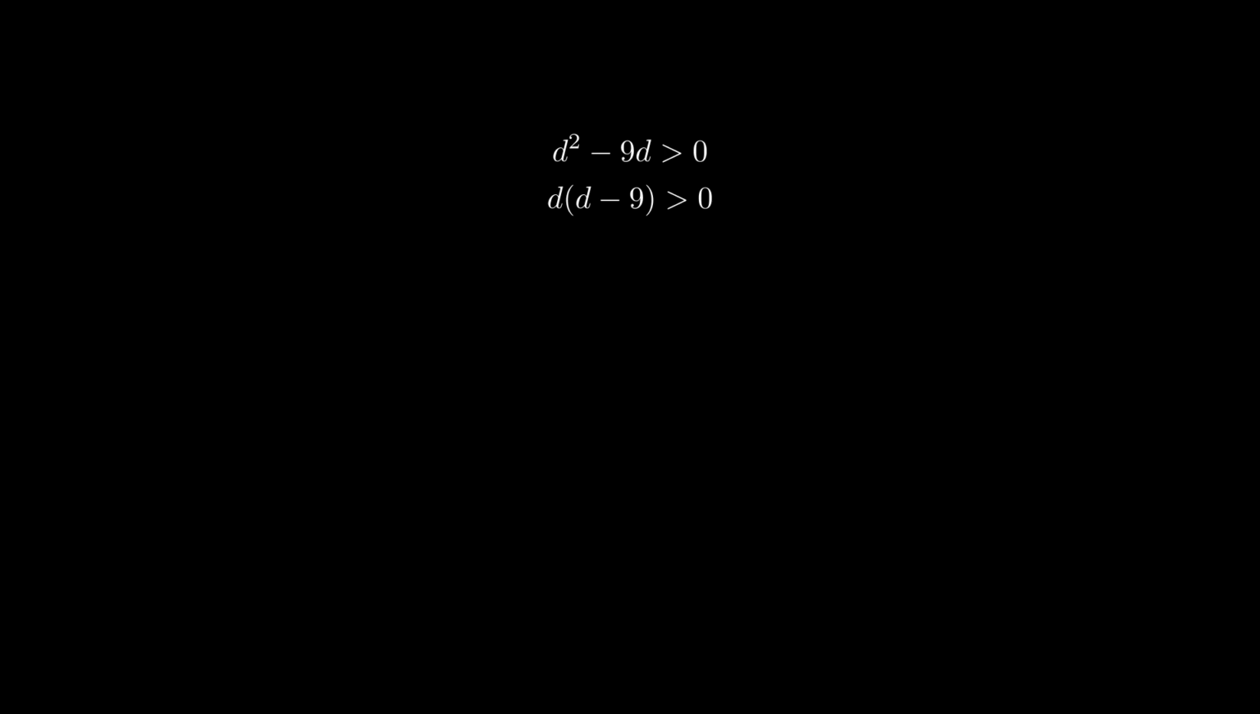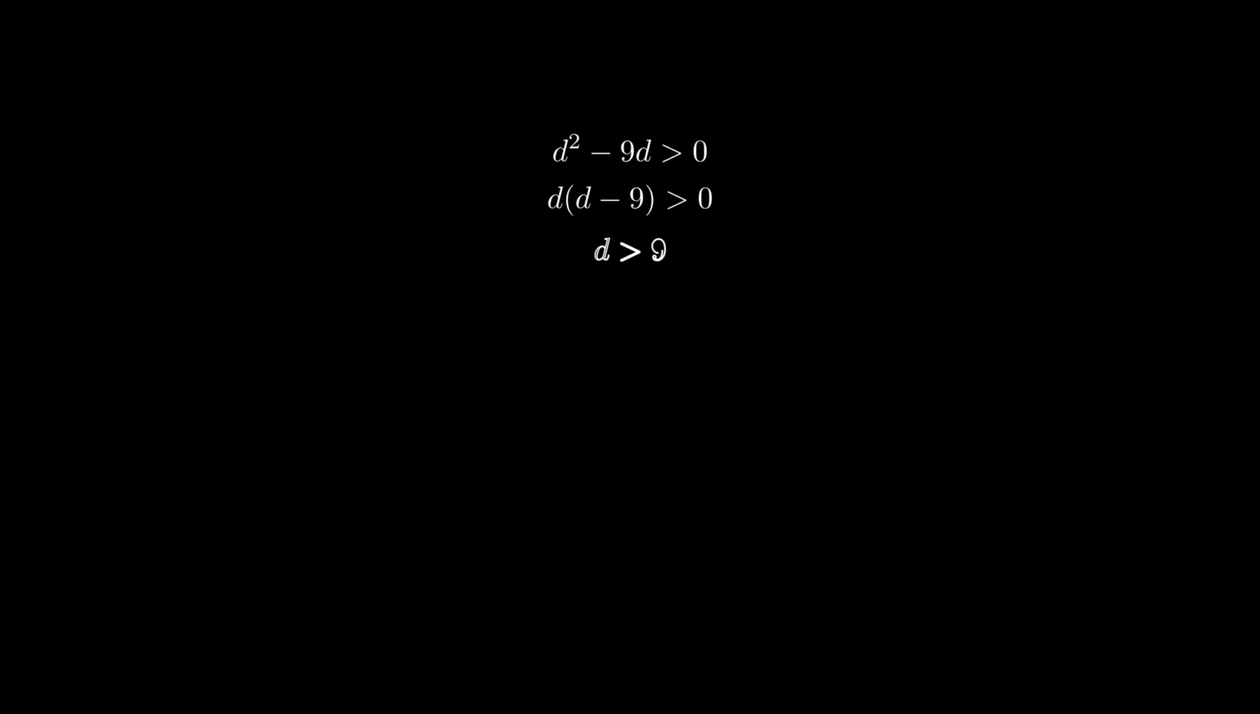Now, in order for that to be true, let's think about this. If d is less than 0, so if d is a negative number, you'll end up with a negative number outside the brackets times by another negative number. So if d is negative, d minus 9 is still going to be negative. That then will give a positive number.